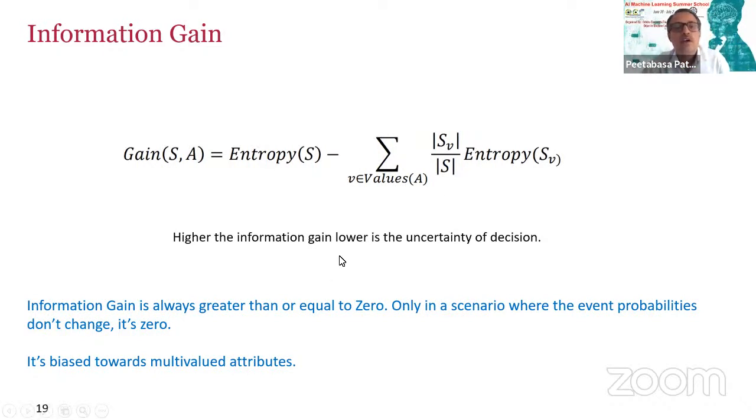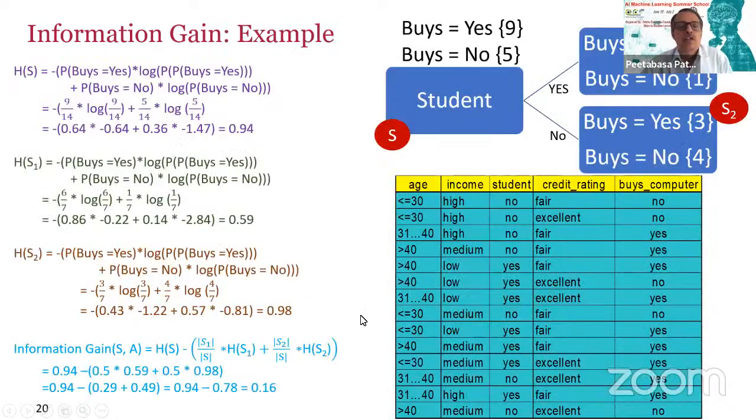With this, now let's do an information gain calculation. For example, here we have taken student as my attribute. My S has an initial entropy with 9 yes and 5 no, which is 0.94. Now S1 is student equal to yes. That also has entropy, because here buying computer yes is 6 and no is 1. I use that and get 0.59.